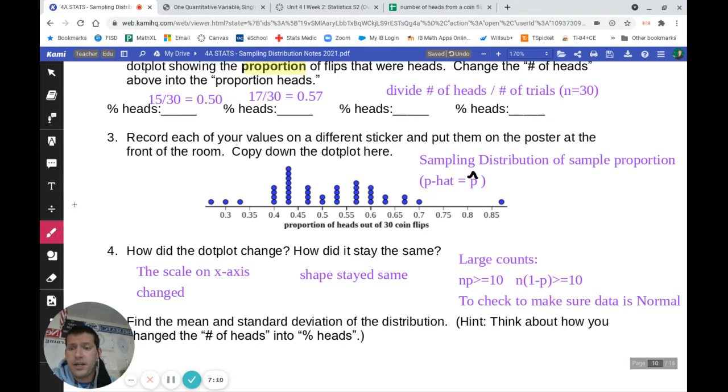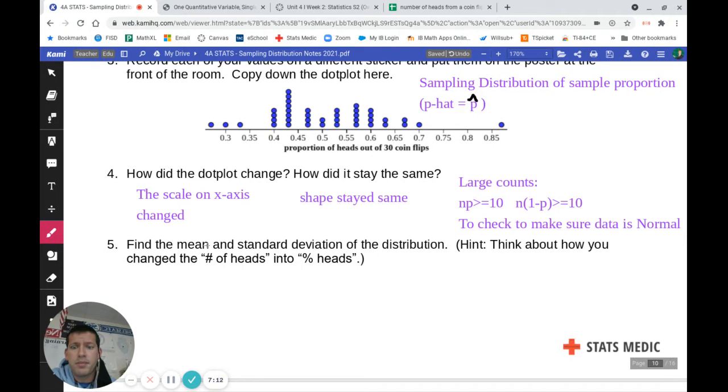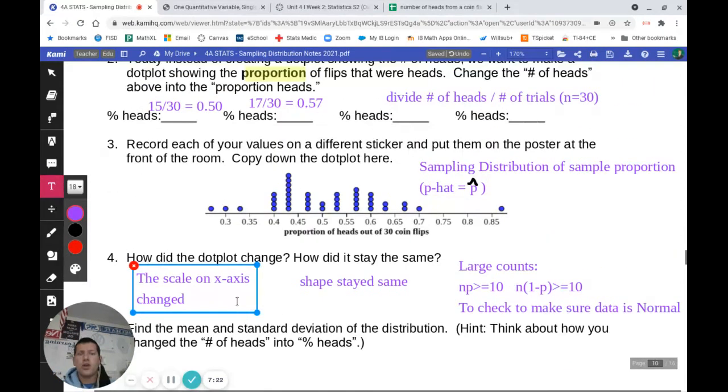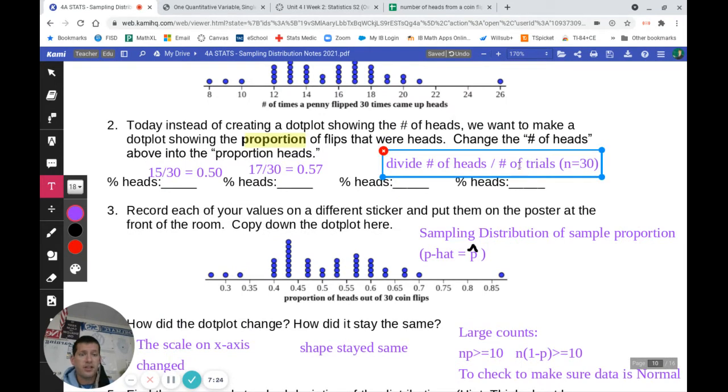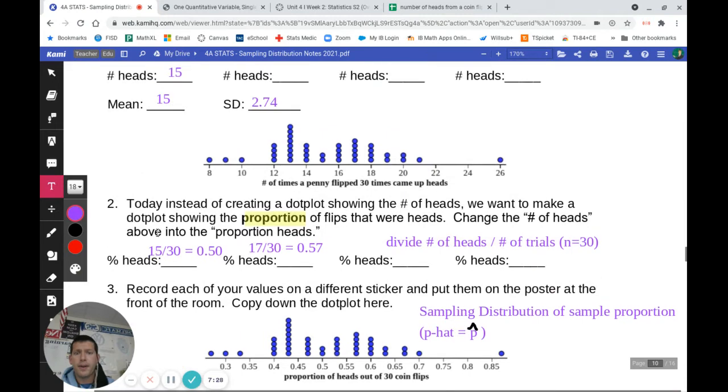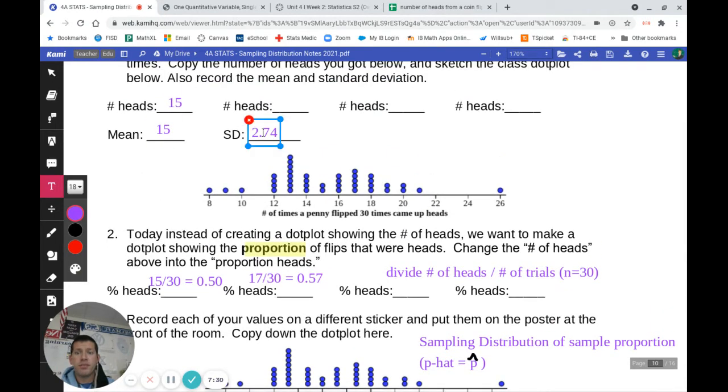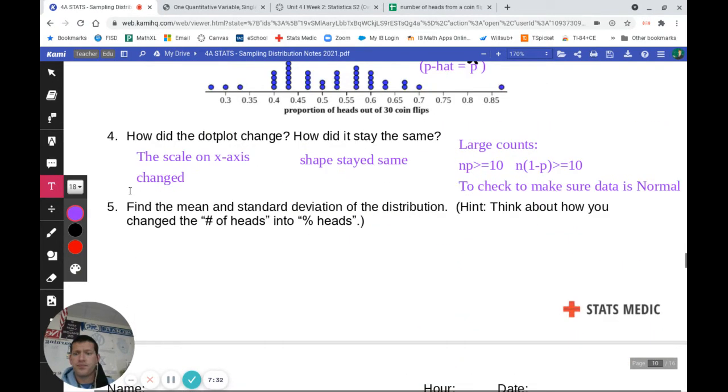So finally, to wrap up this page, we want to talk about the mean and standard deviation of this sample proportion distribution. So let's think about how we change the number of heads into percent of heads. What we did was we divided the number of heads by the number of trials, by 30. We just took all those numbers and divided them by 30. So we're going to do the same thing with the mean and the standard deviation.